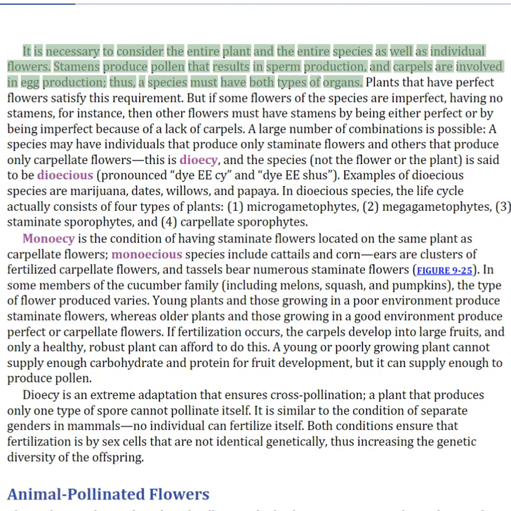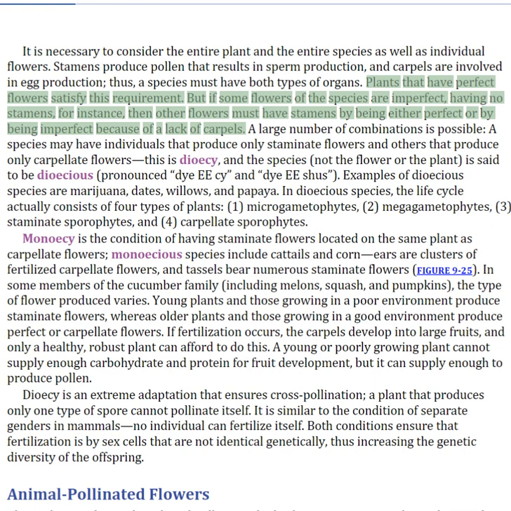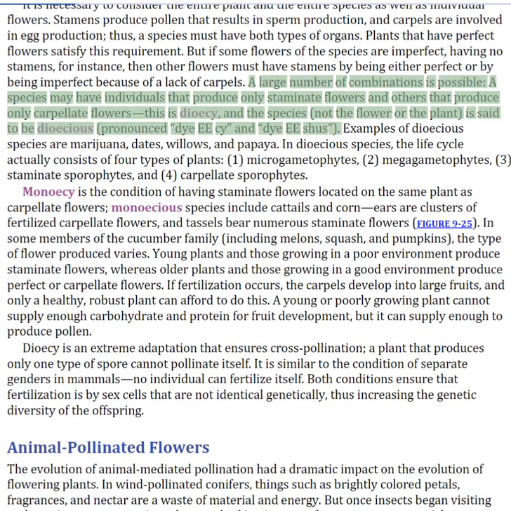It is necessary to consider the entire plant and the entire species as well as individual flowers. Stamens produce pollen that results in sperm production, and carpels are involved in egg production. Thus, a species must have both types of organs. Plants that have perfect flowers satisfy this requirement. But if some flowers of the species are imperfect, having no stamens, for instance, then other flowers must have stamens, by being either perfect or by being imperfect because of a lack of carpels. A large number of combinations is possible.